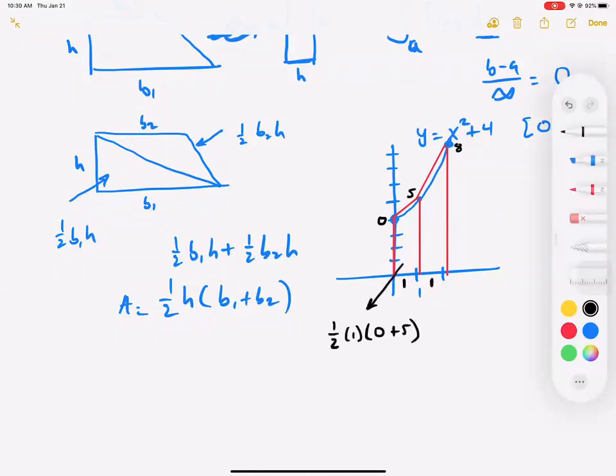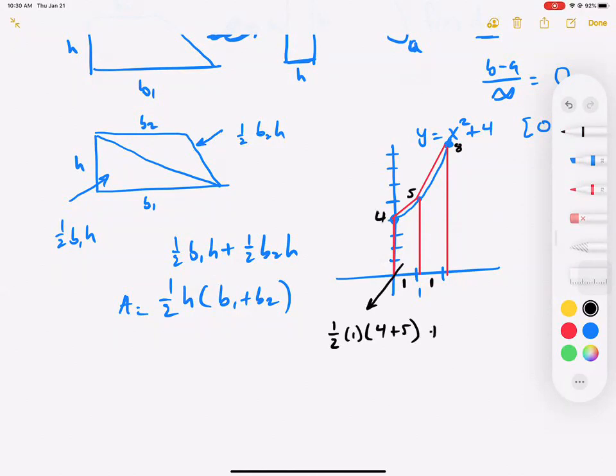Why is it 0, 5, and 8? Why not 4, 5, and 8? Oh yeah, you're right. I'm sorry, this was 4. Thank you for catching it. I just thought of a 0. You're right, it's 4, 100%. Thank you for catching that. This is 4 and 5, right?